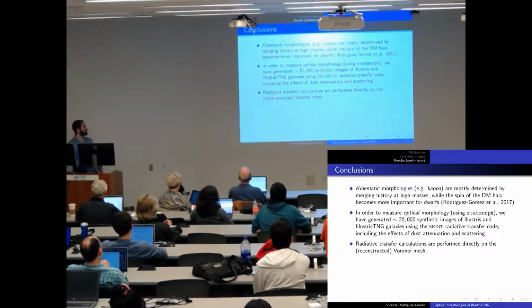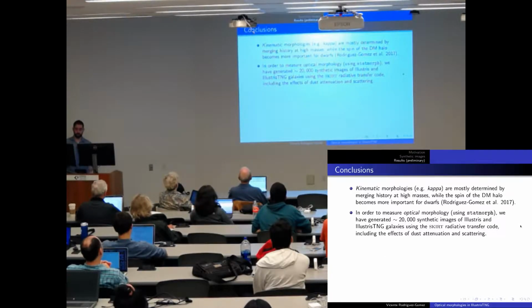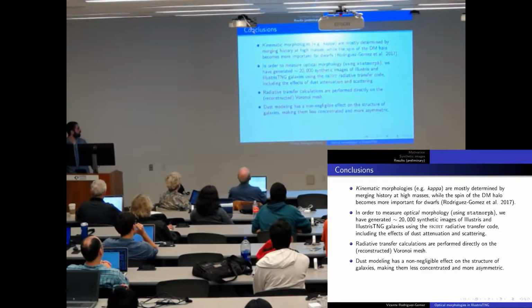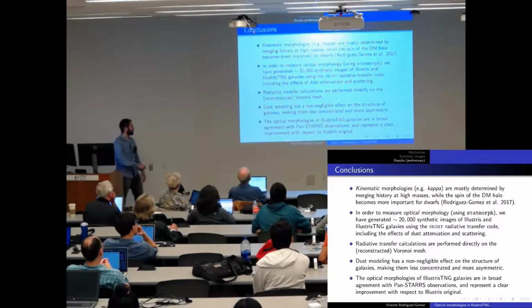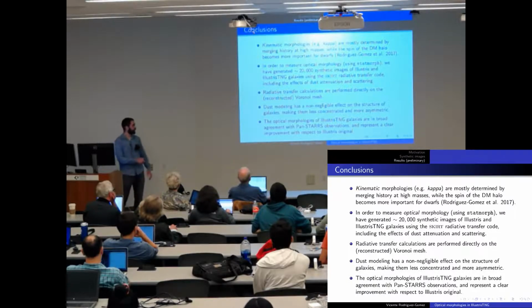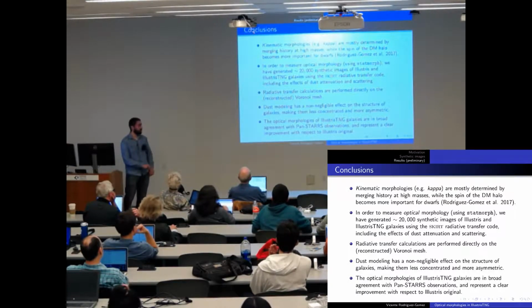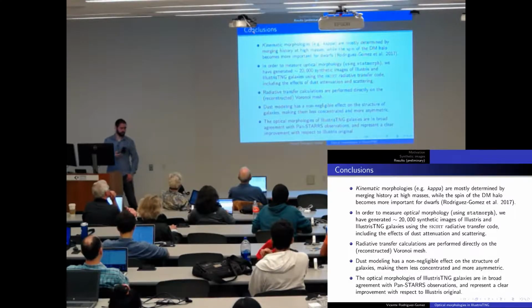A nice feature of SKIRT is that it can do the computation on the Voronoi mesh, because then you have the correct dust density everywhere, or at least consistent with the simulations. And the dust actually has a measurable effect on the morphology, so it makes them less concentrated and asymmetric. This is expected, but it's nice to see in a cosmological simulation. And yeah, the morphologies of TNG galaxies are in broad agreement with observations of Pan-STARRS. Pan-STARRS, by the way, is a bit deeper than SDSS, so it's better for morphologies, and they are in much better agreement with observations than the original Illustris.